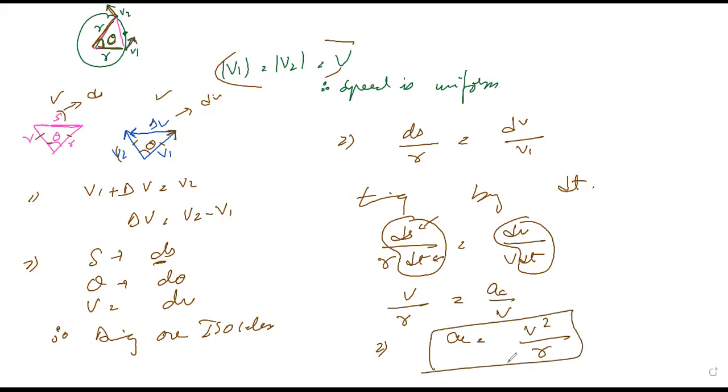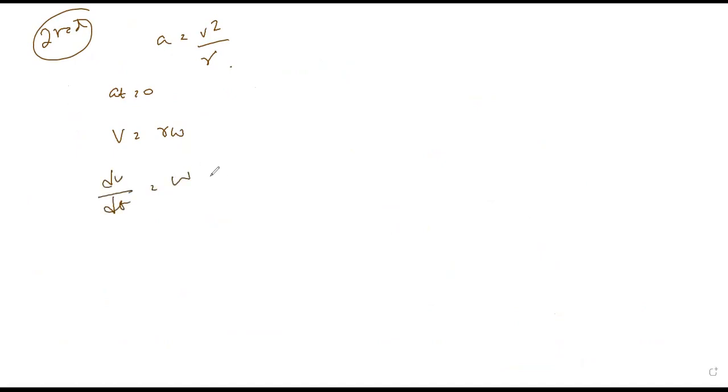This is the radial component of the acceleration, or we can say net acceleration, in which only the velocity direction changes, not the speed or the magnitude. The second method for this derivation, a equal to v squared over r, is a bit easier. Considering the tangential component of the acceleration to be 0, we can say v is equal to r omega. If we differentiate, dv by dt is equal to omega dr divided by dt.